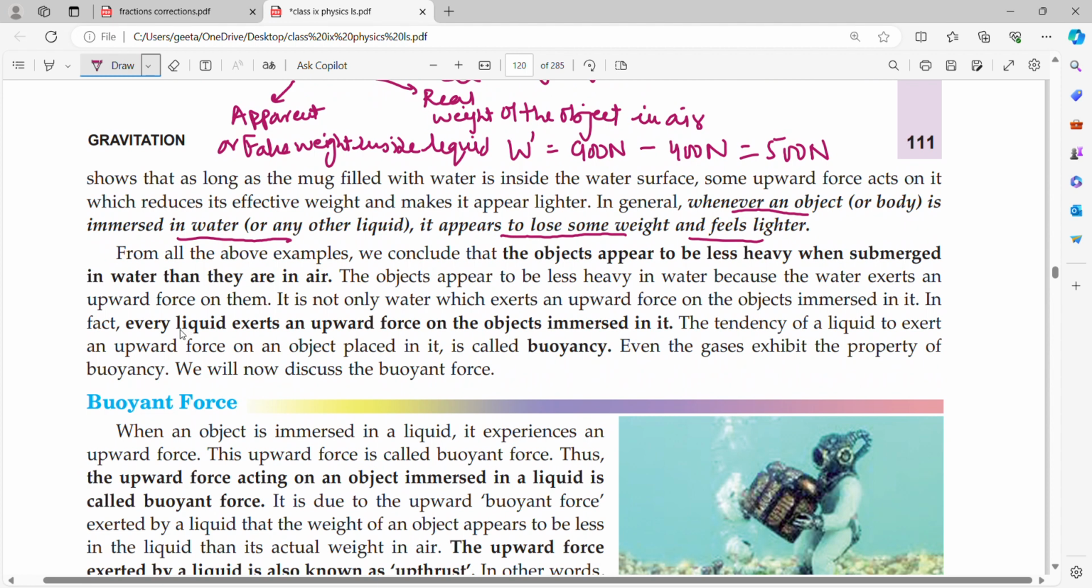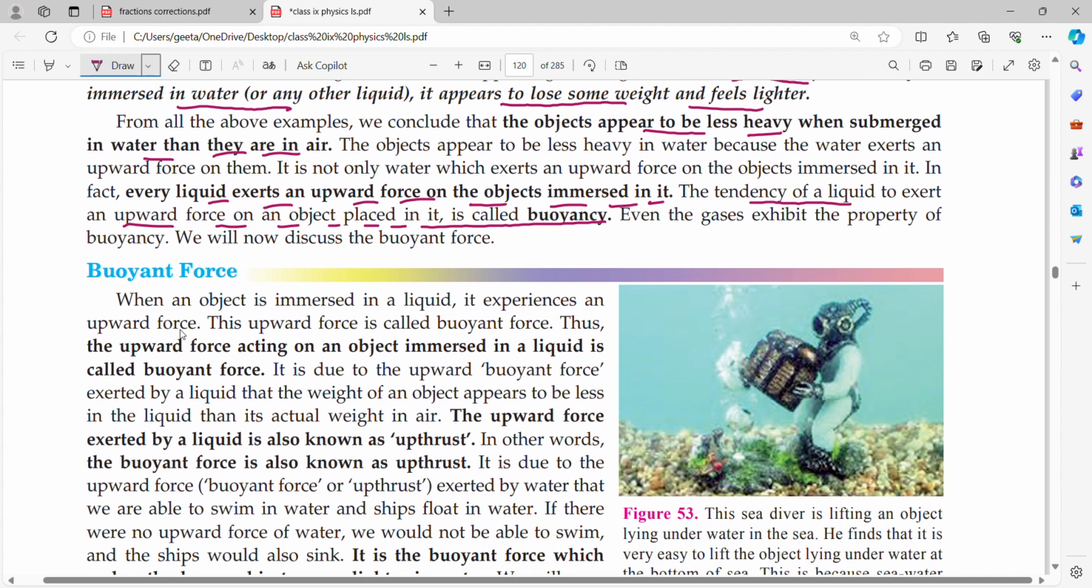Okay, so the object will appear to be less heavy when it is submerged in water as compared to air. So every liquid exerts an upward force on the object which is immersed in it. And the tendency of a liquid to exert an upward force on an object placed in it is called buoyancy. What is that called? Buoyancy. And the other name of buoyancy is buoyant force. What is the other name?